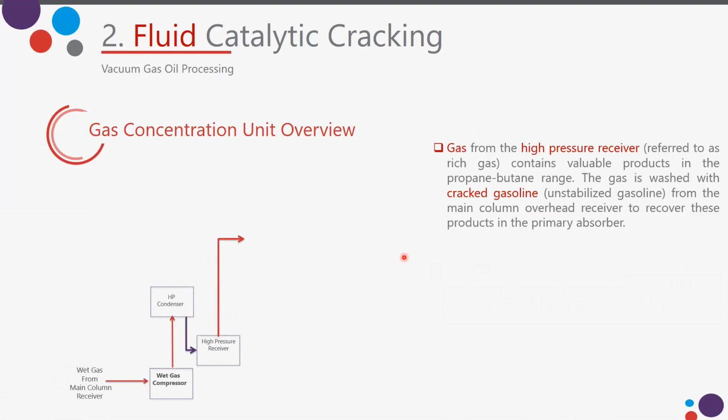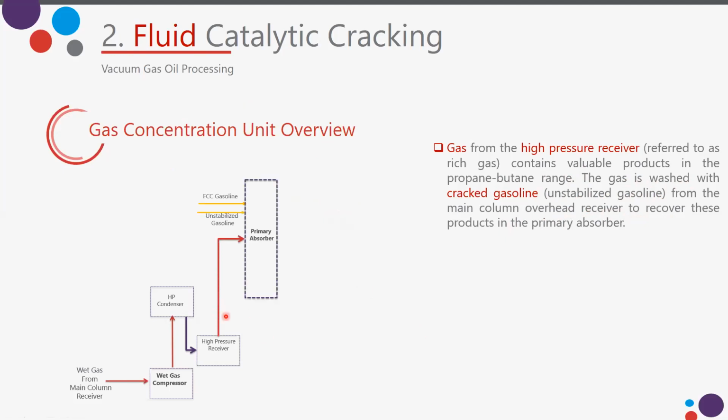The gas from the high pressure receiver, referred to as rich gas, contains valuable products in the propane-butane range. So the gas is washed with cracked gasoline, unstabilized gasoline from the main column overhead receiver to recover this product in the primary absorber that we will see now. Remember that the idea of this gas concentration unit is to recover as much as possible our valuable product from the column.